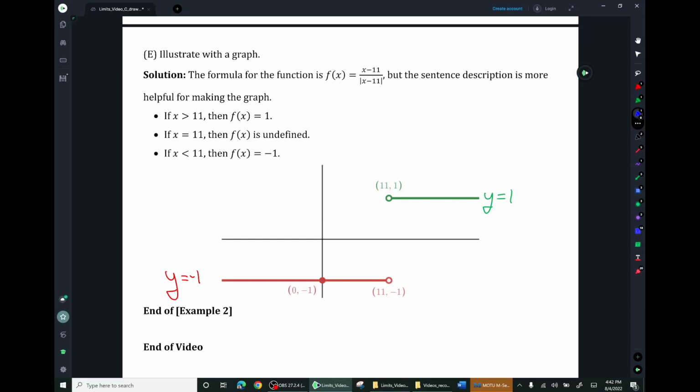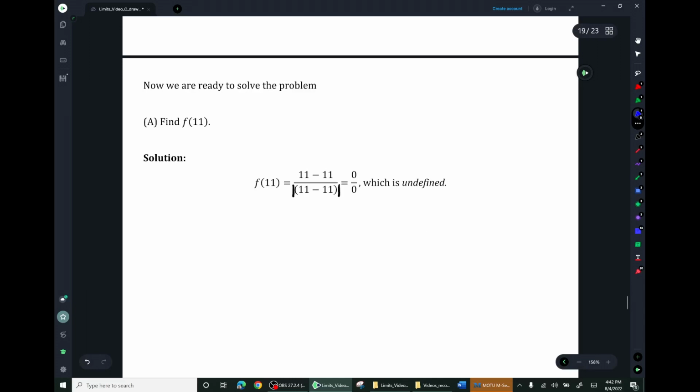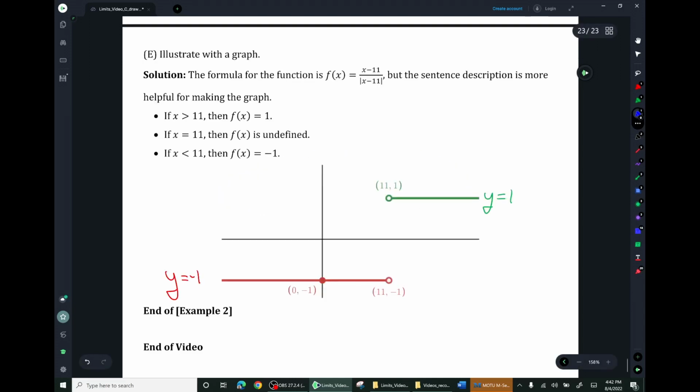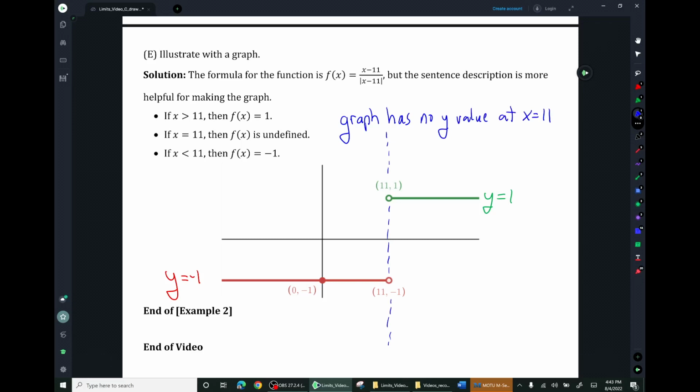So let's go back up and look at our results. The result of question A was this: f of 11 is undefined. Well, how do we illustrate that on this graph? We should draw our reader's attention to the fact that when x is equal to 11, there is no y value. We should actually write that on the graph. So I would consider that an illustration of the result of question A. Point out how it shows up in the graph that f of 11 does not exist.